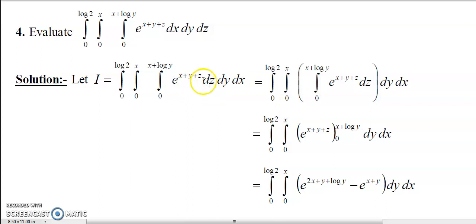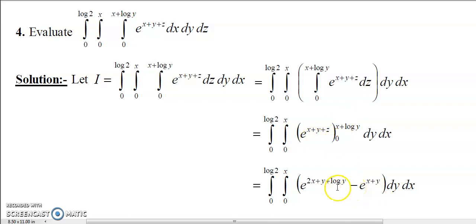Now when I am integrating with z, my integrand over here is e raised to x plus y plus z. When I am integrating with z, x plus y of the exponential term will be a constant. So it will become something of the form e raised to a plus z. Now the integration of e raised to a plus z will be e raised to a plus z, applying the upper limit minus lower limit.